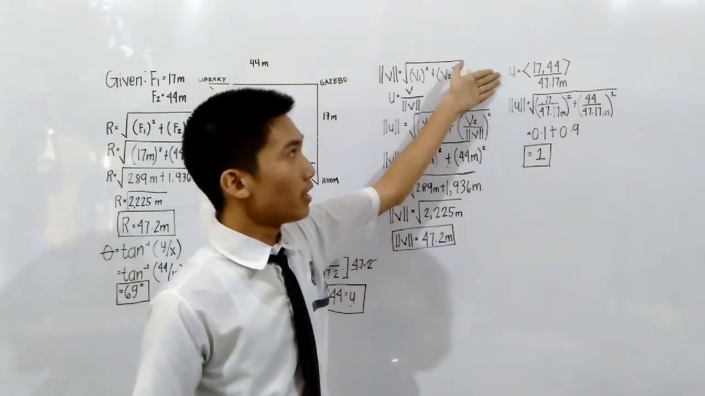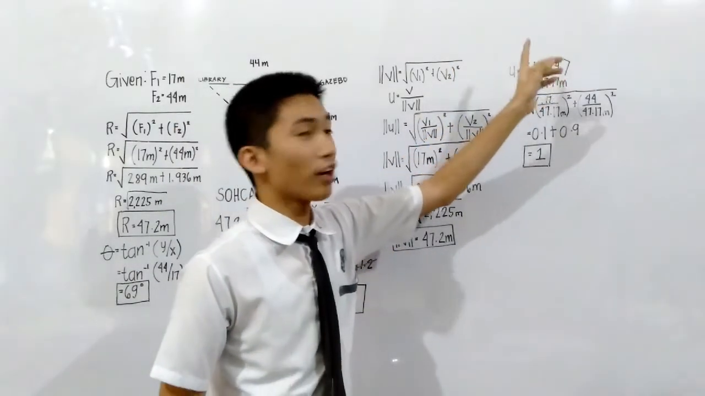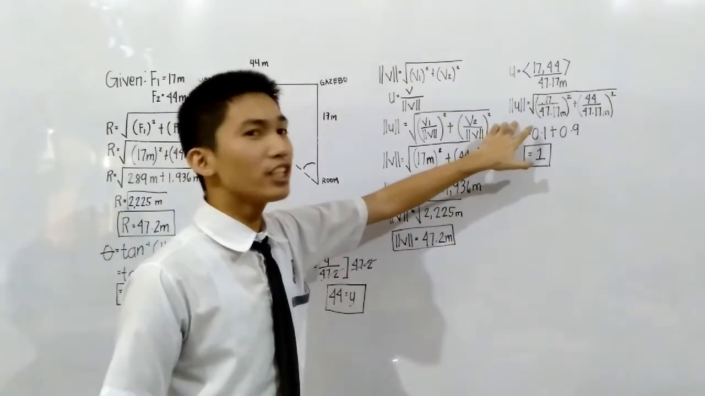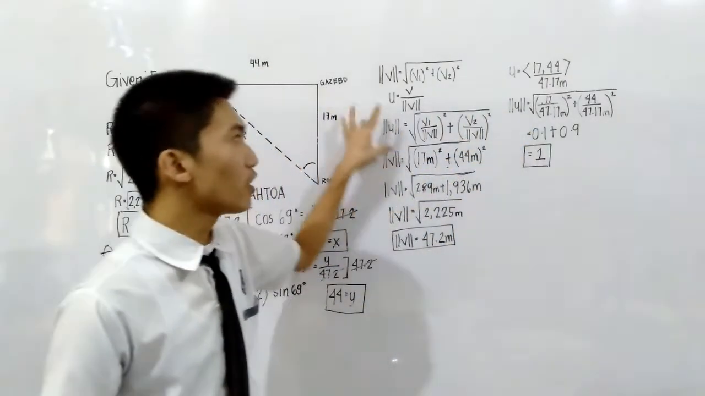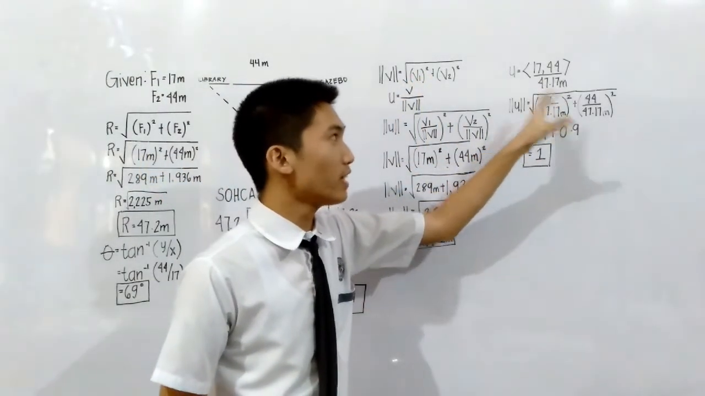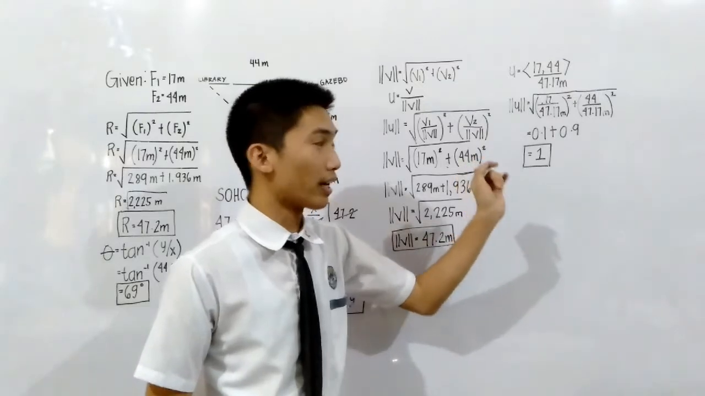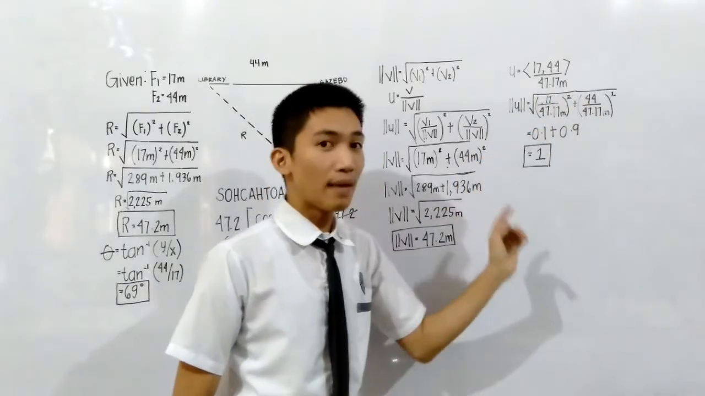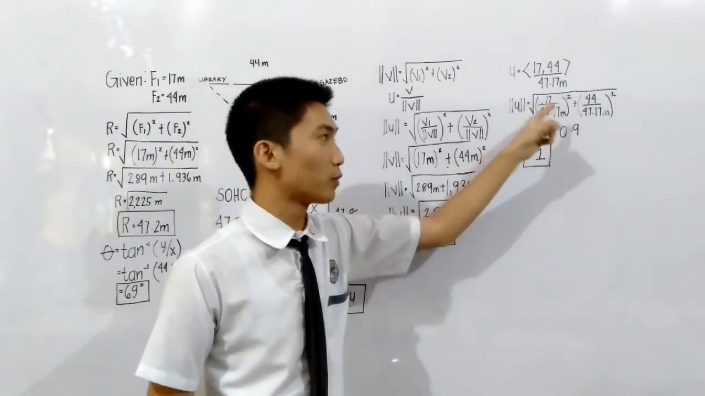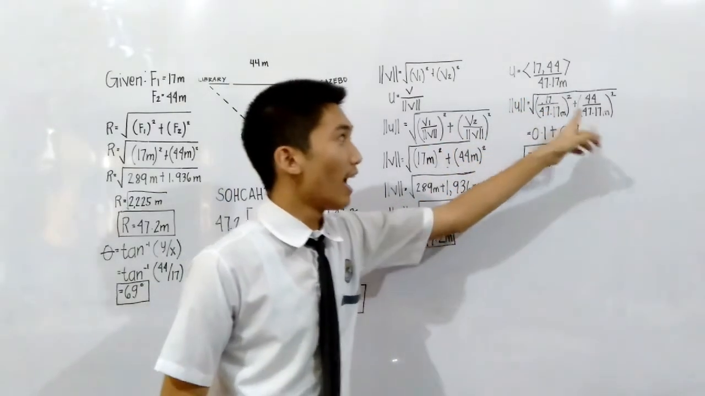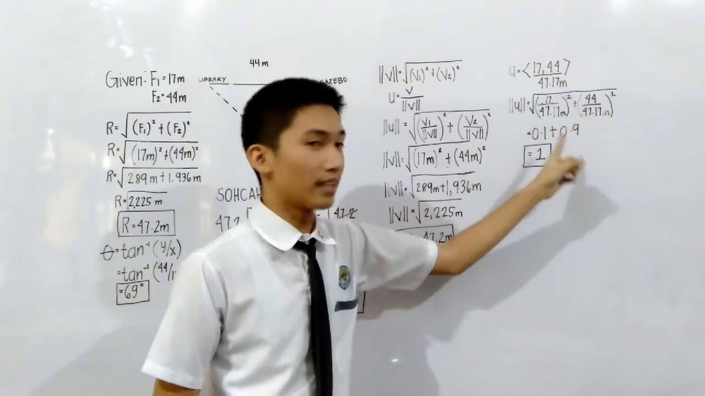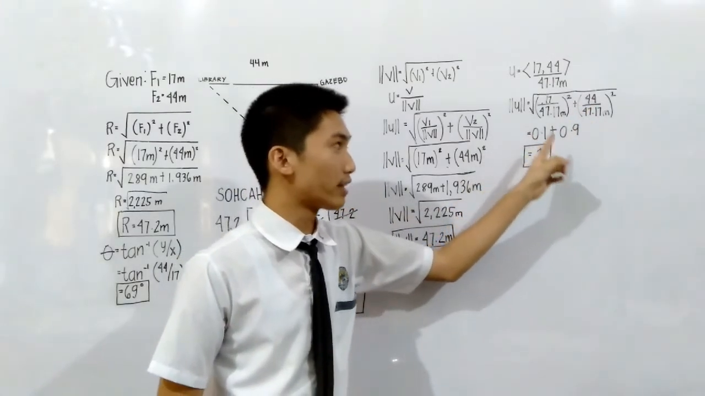For the unit vector, the answer is 17 and 44 over 47.17 meters. To find the magnitude of the unit vector, we need to use this formula. So let's substitute the given values: the square root of 17 over 47.17 meters squared plus 44 over 47.17 meters squared. So 17 over 47.17 squared gives us 0.1, and 44 over 47.17 squared gives us 0.9. So 0.1 plus 0.9 is equal to 1.